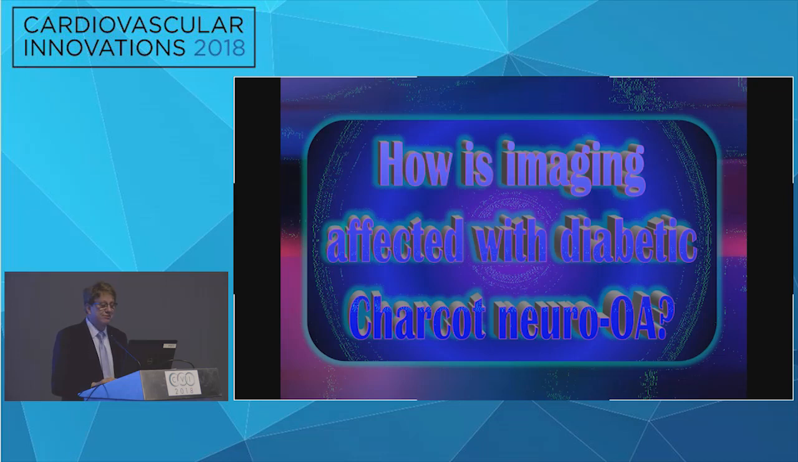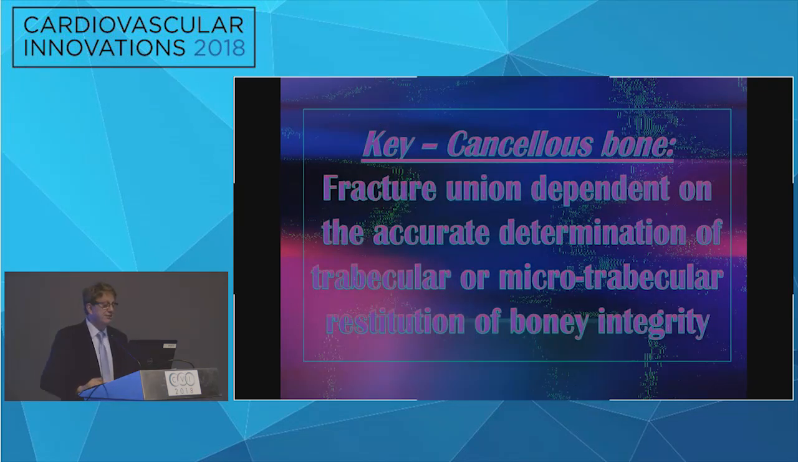So on to the major topic, imaging. How is this affected? And I've already said cancellous bone is really the key part that I'm going to move towards fairly quickly in my lecture. We'll talk a little bit about general principles as I move to cancellous bone healing and the problems with determining when you have trabecular and microtrabecular restitution of bony integrity. Most of the time, cancellous bony fractures, periarticular fractures, don't have dramatic callus, all right? I think you probably all know this.